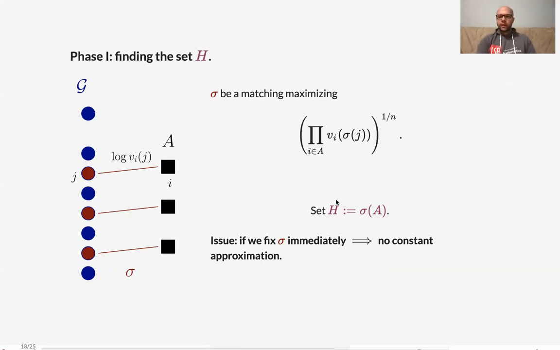And here I'll point out that this is just the way we pick set H. We actually cannot use this matching to allocate the goods to agents. If you do that, then you cannot get a constant factor approximation algorithm. So this is our first step.